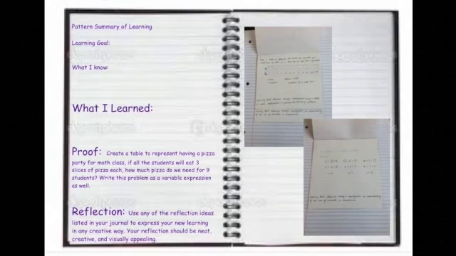Your proof tonight is to create a table to represent having a pizza party for math class. If all the students will eat 3 slices of pizza, how much pizza do we need for 9 students? I also would like you to write this problem as a variable expression as well.